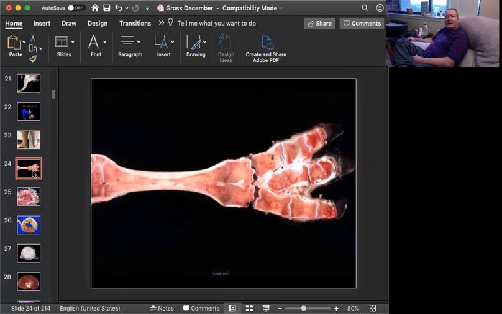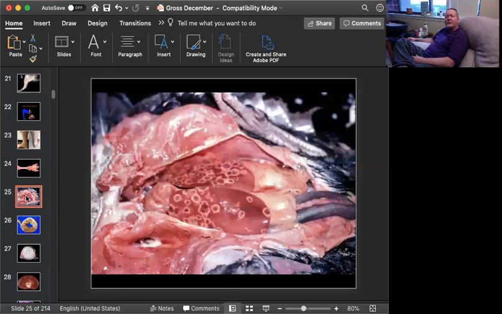Okay, slide number 2 is tissue from a turkey. Can you give me a morphologic diagnosis, a cause, and name another affected organ?